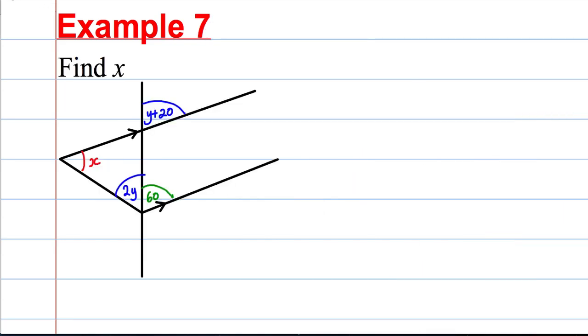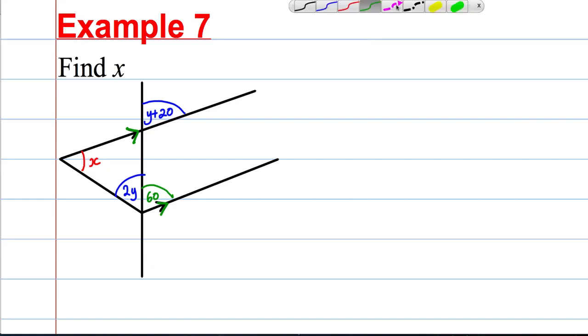Example 7. This is quite a tricky one. It just says find x. Something like this would be about 5 or 6 marks. Now, firstly, just keep it simple and start off by noticing these are parallel lines. So we're using our alternate, corresponding and interior angle rules.